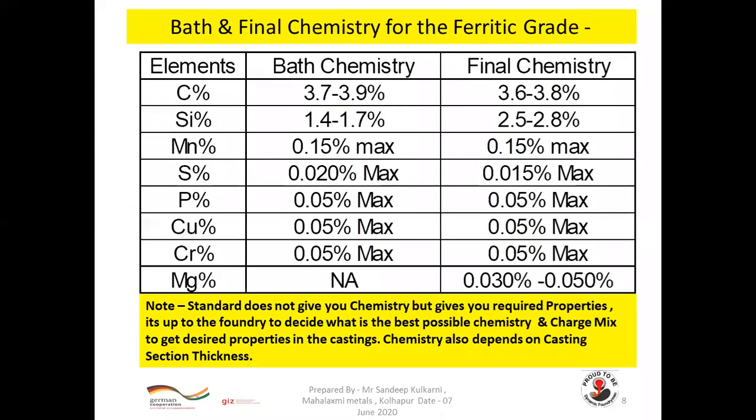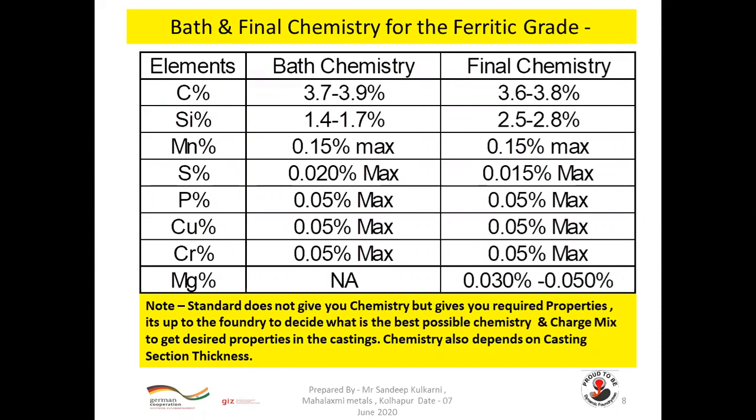Final and bath chemistry for ferritic grade. You can see here the elements carbon, silicon, manganese, sulfur, phosphorus, copper, chromium and magnesium. Bath chemistry: carbon 3.7 to 3.9, final chemistry 3.6 to 3.8. Silicon in the bath 1.4 to 1.7%, final 2.5 to 2.8%.